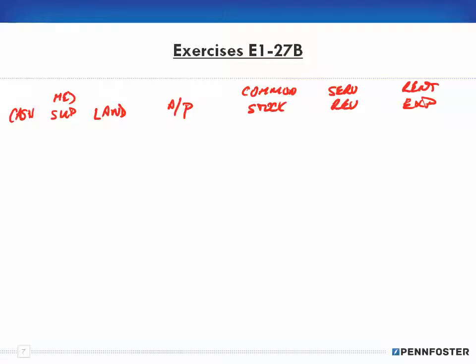Okay, so remember, this said the effects on the accounting equation, and the accounting equation is assets equal to liabilities plus equity. But remember, with the equity, we break that down into common stock plus retained earnings. And then we also have our income statement accounts, which are revenue less expenses. And remember, they get closed out to our retained earnings.